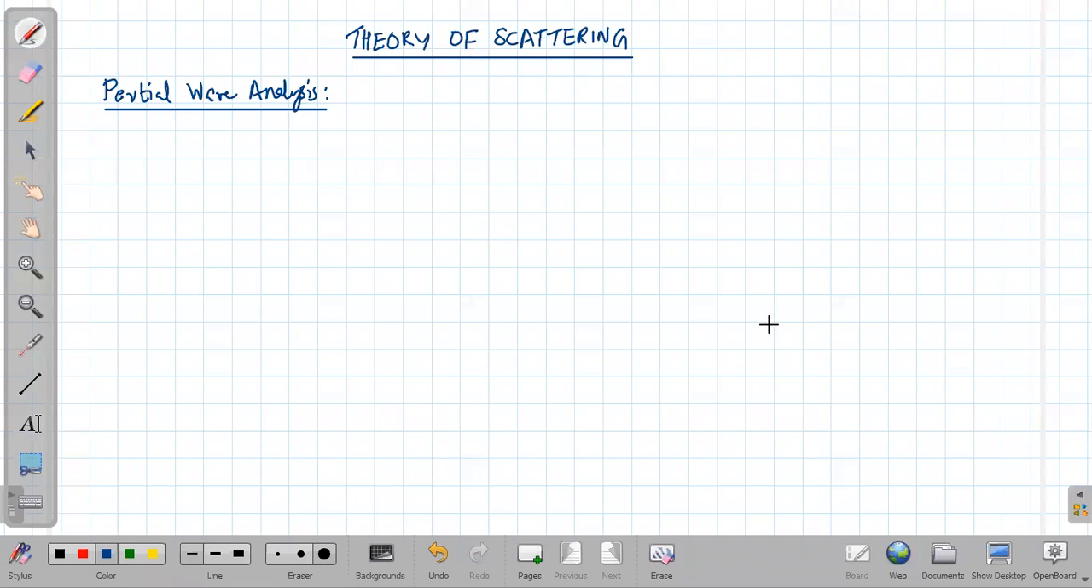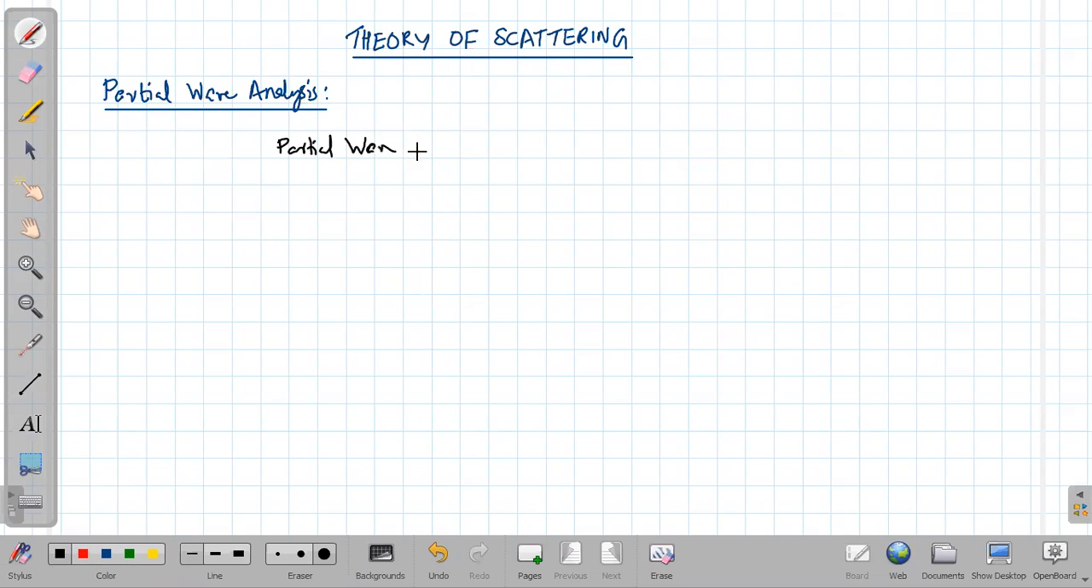So welcome back to another session on the quantum theory of scattering. Next we have to start a partial wave analysis. Before starting the partial wave analysis, first we should know what is meant by partial wave expansion. Once you are okay with the partial wave expansion, then we can go to the discussion of the partial wave analysis.